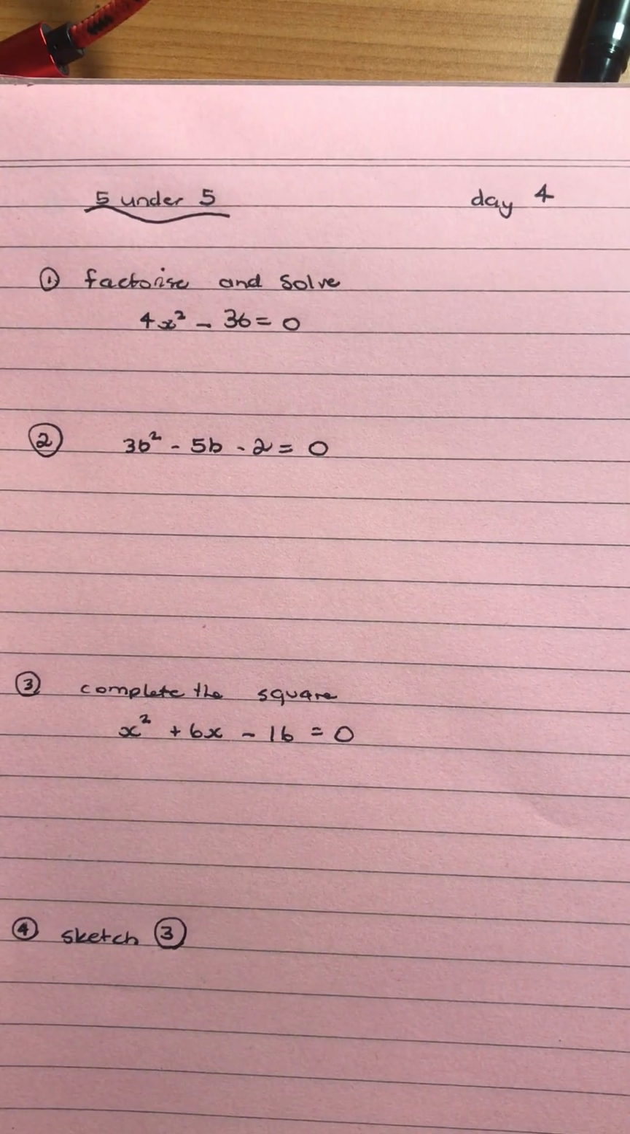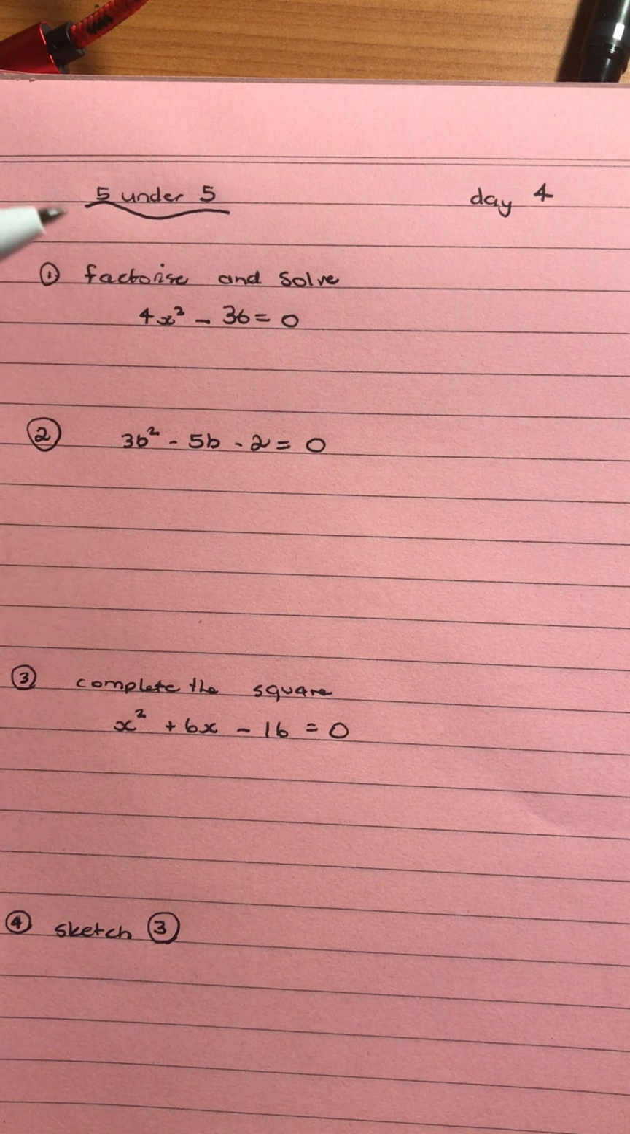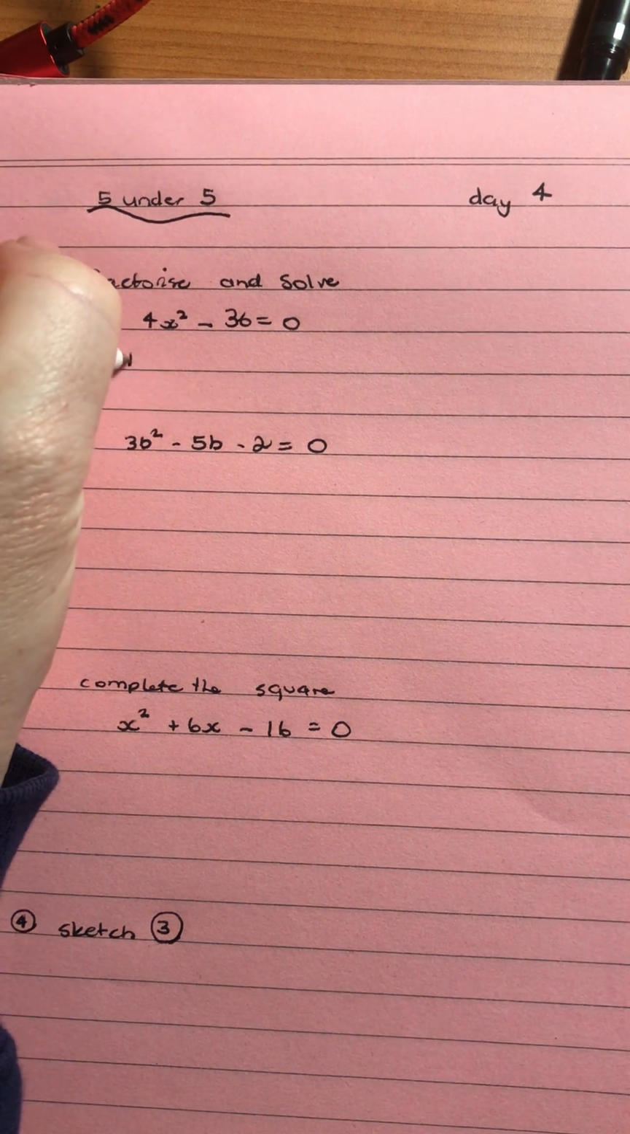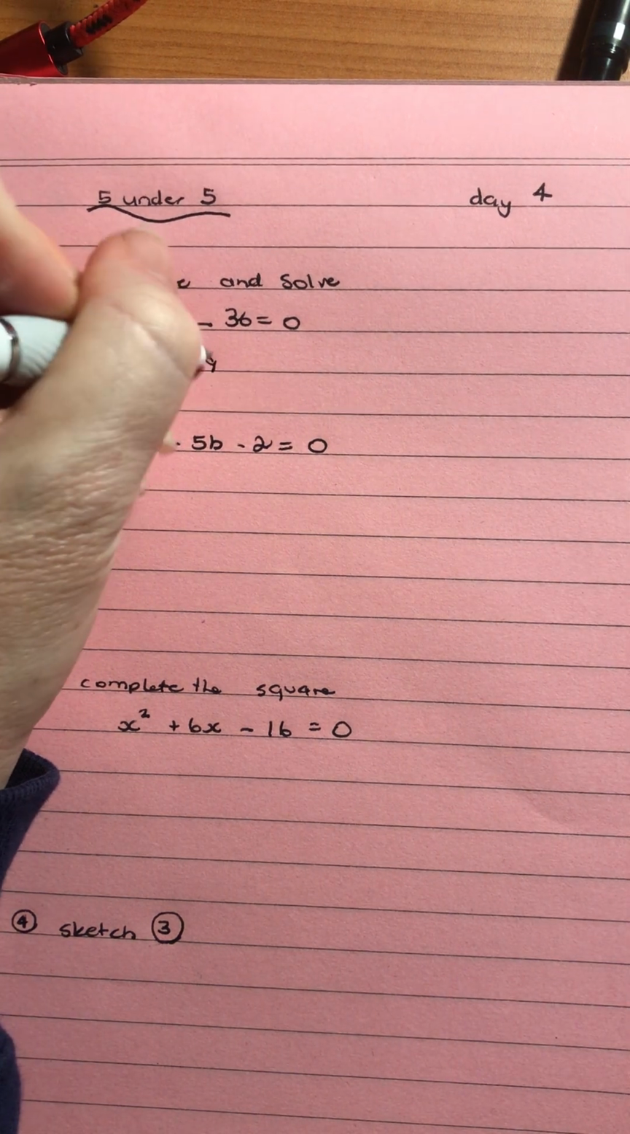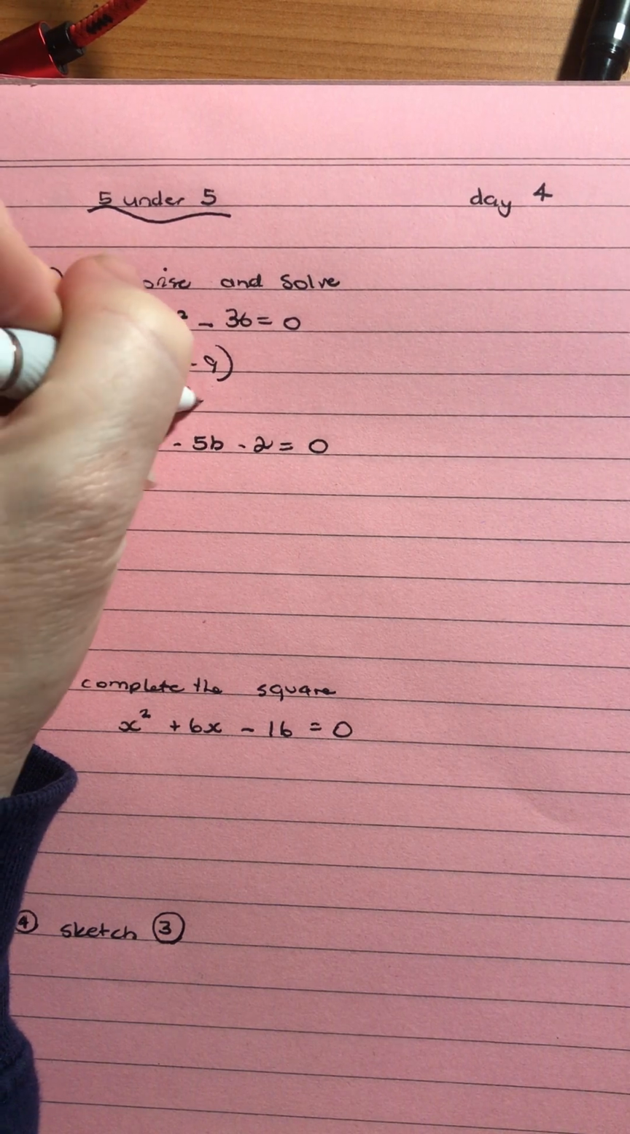Okay, looking at our 5 under 5 quadratics questions. For the first, we want to factorise and solve them, and then sketch numbers 2 and 3. For the first one, we're looking for a common factor first. We get x squared minus 9, which we can see is a difference of two squares, x squared minus 3 squared.